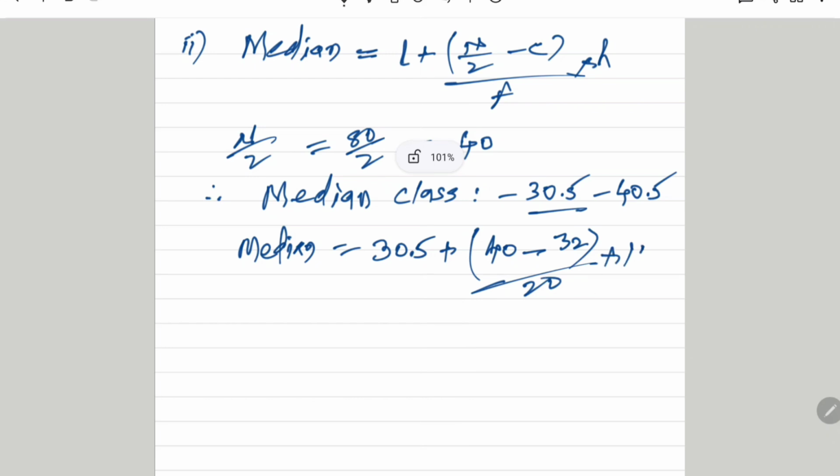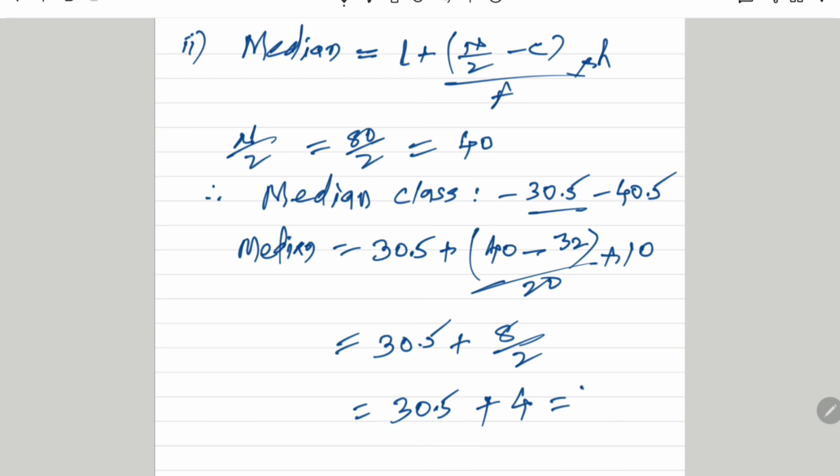and H is 10. And therefore, performing the calculation, we get 30.5 plus 40 minus 32, we get 8 by 2. And 8 by 2 is 4. And therefore, it is 30.5 plus 4. That is 34.5 is the value of median. Then the last one, we require to find out mode.